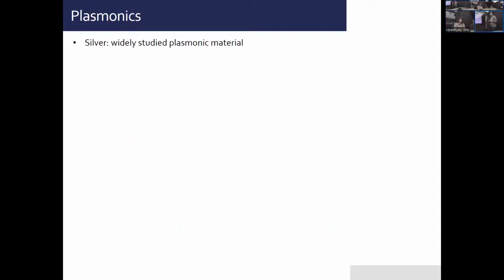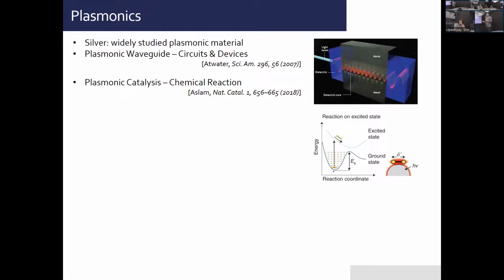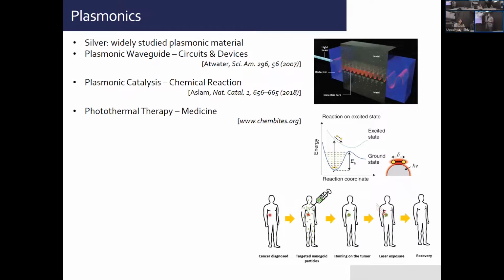So silver is a widely studied plasmonic material. Plasmonic material is of broad interest because of potential applications, for example, the plasmonic waveguide. They are believed to carry more information than the electronic wire we are using now, and they have little problem in dissipation. It can also be used in some chemical reactions or medicines.